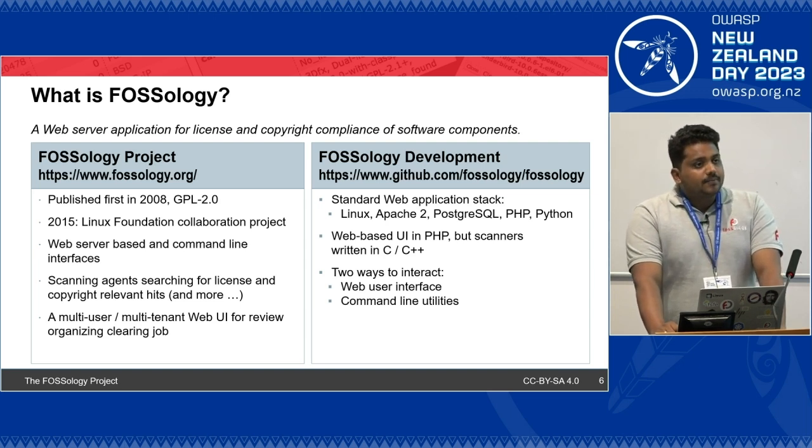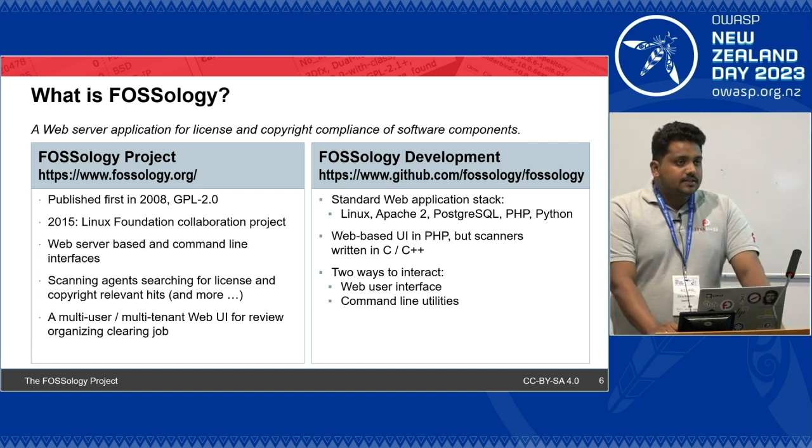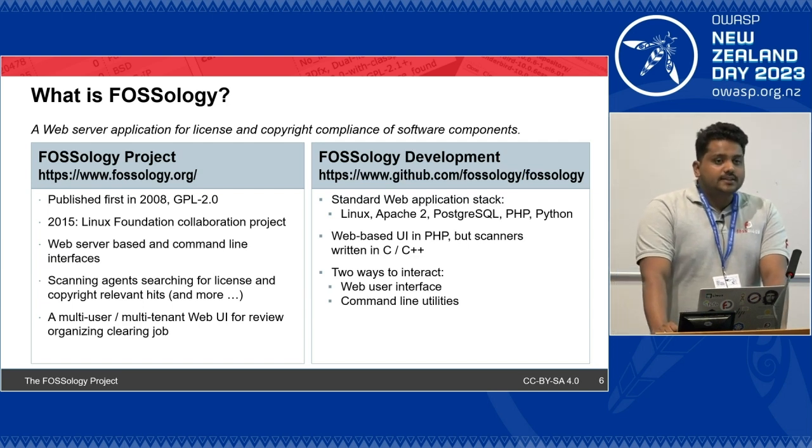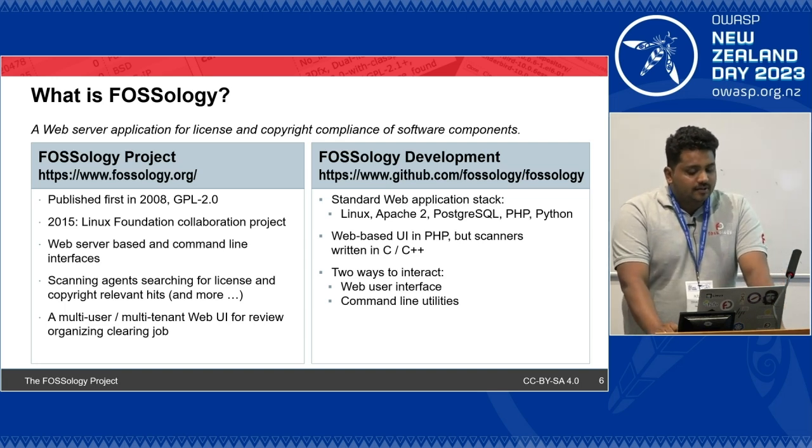Coming to the development stack, we have a standard web application stack for it. You see Linux, Apache 2, Postgres, PHP, and Python. The web UI is mainly developed in PHP and jQuery. If you come to scanners, they are written in C and C++. And recently, we have also added a few scanners in PHP as well. And you can interact with FOSSology in two ways. One is the web user interface, and another one is the command line interface.